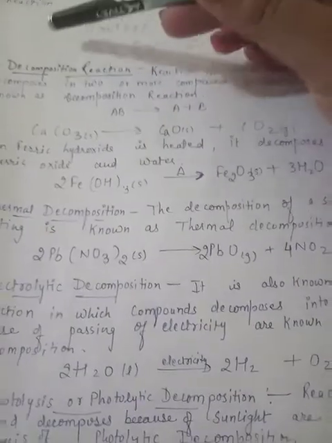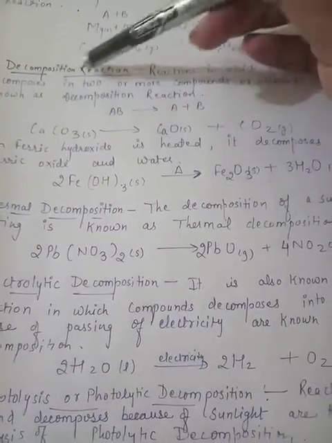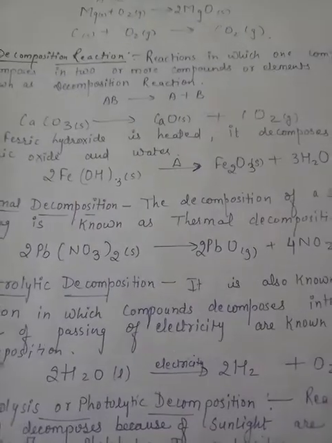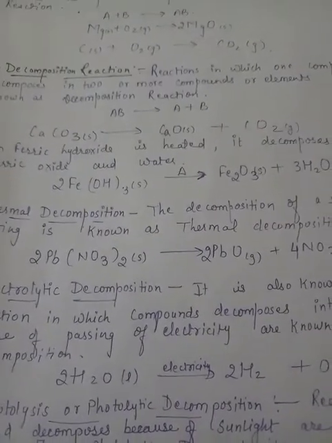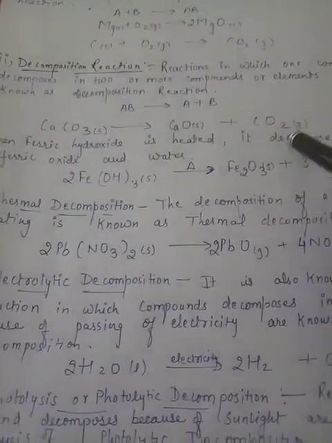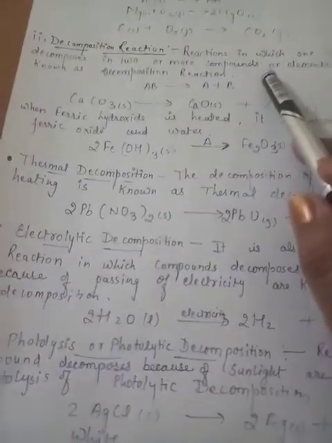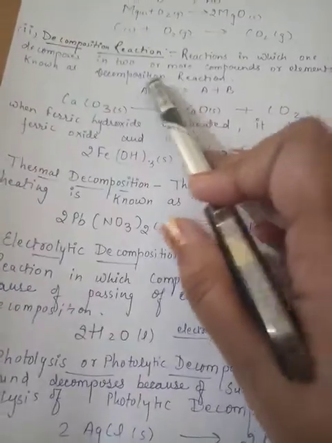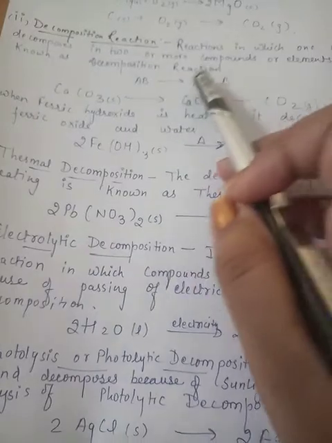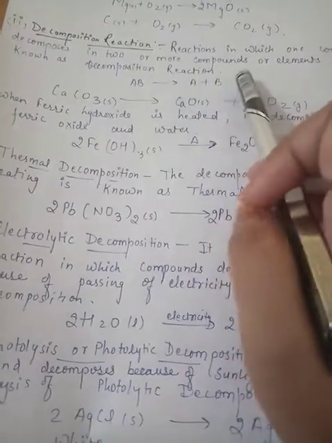After this, the second reaction comes here, decomposition reaction. With the name we just go with decomposition. Some kind of thing is going to be decomposed. So reactions in which one compound decomposes into two or more compounds or elements are known as decomposition reactions. Here one kind of compound will be there, and this is going to be decomposed, divided into two.